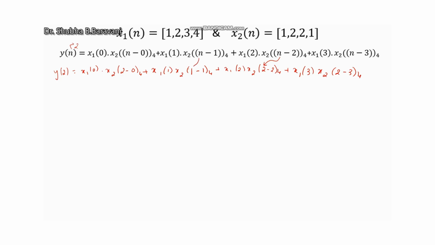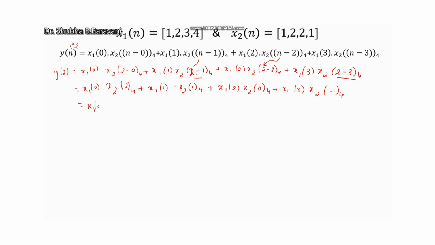Okay, here also this is 2, right? Now let us simplify this. So x1 of 0, x2 of 2 to base 4 plus x1 of 1 into x2 of 2 minus 1 is 1 to base 4 plus x1 of 2 as it is. This becomes x2 of 0 to base 4 plus x1 of 3 as it is. This becomes x2 of minus 1 to base 4, right? 2 minus 3 is minus 1. Right? We'll still simplify this.